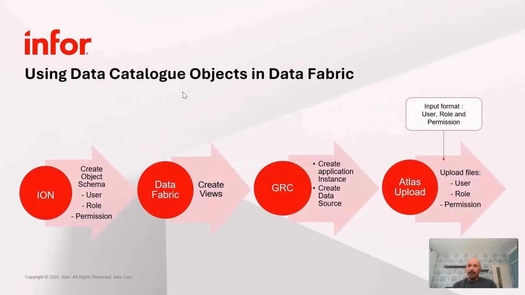So this is the second approach where we are using the data catalog and data fabric to get the information, and then that information can then be manually extracted into GRC. So this will be something that will require some additional steps, but this is a more flexible approach. Once you see this, you'll be able to relate to that. So in this case, the first step is defining the objects that are going to be available in data catalog.